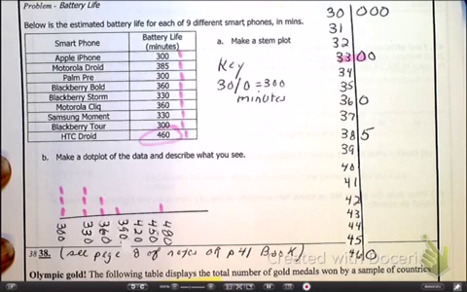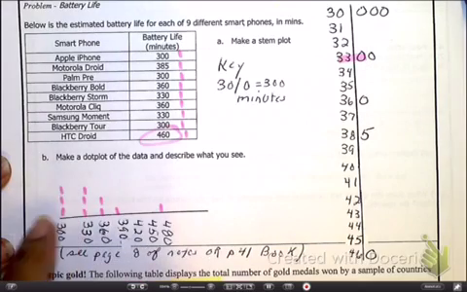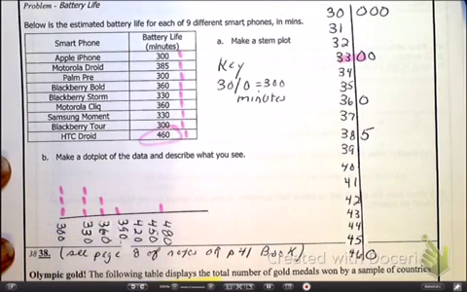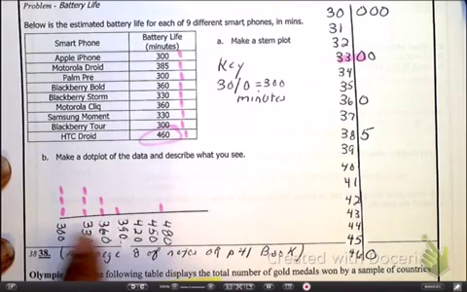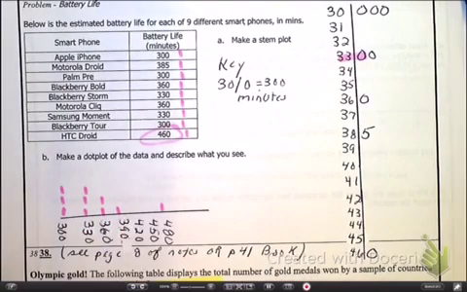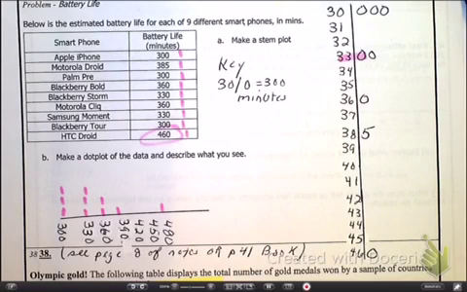And my spread, I think I covered everything. I didn't say straight up that it was right skewed, but yes, it is right skewed, meaning the phones have lower battery life, which I know is true of my phone. I don't know about yours.